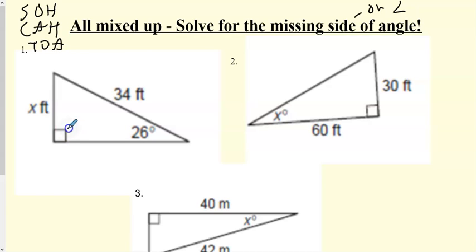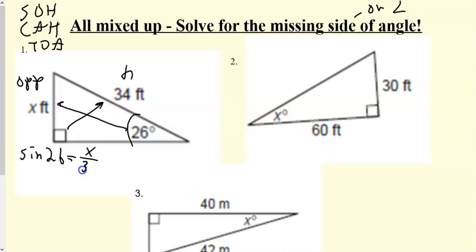Now, what do we have? We're solving for this angle. So, with this angle, we have the hypotenuse, that's good to label, and then we have the opposite side. Now, which one is opposite and hypotenuse? That's sine. So, we just say sine of 26 equals opposite, unknown, over hypotenuse. And like we just went over, these two switch and we type in our calculator.